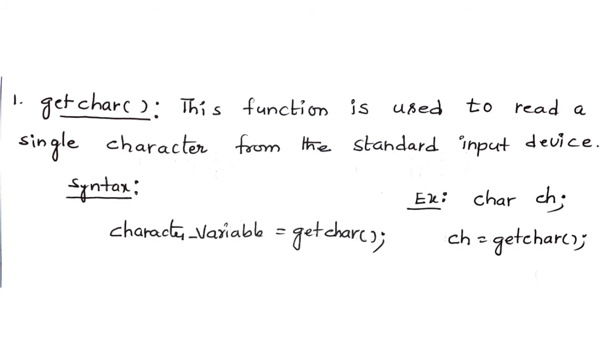Now go to the syntax. Character variable is equal to getchar. Means go to the example. See here, char ch. ch is a variable which is declared under char data type. Now we can use this ch variable to read a character. That's why I wrote like this, ch is equal to getchar. This function is used to read a single character from the keyboard.